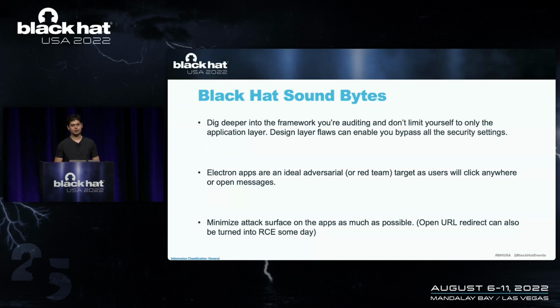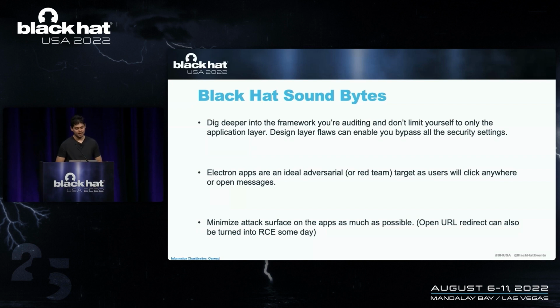As a part of our Black Hat soundbite, I want to emphasize 3 key takeaways. The first one is for bug bounty hunters and security researchers, which is to dig deeper into the framework you are auditing and not limit yourself only to the application layer. What we see with Electron is there is a design flaw where these features were enabled on the renderer, for example, and that intersection was not done perfectly.